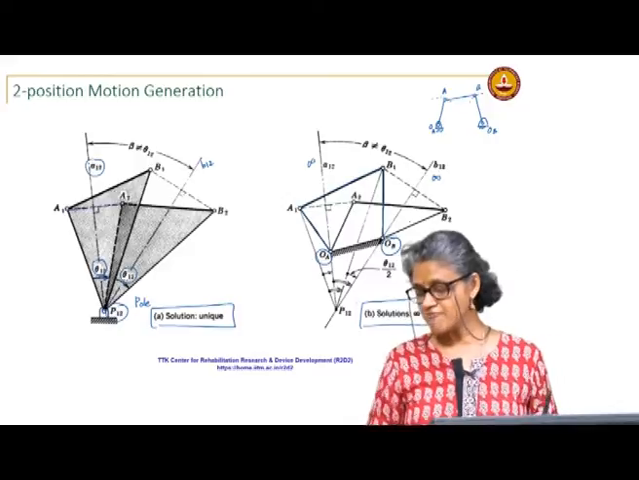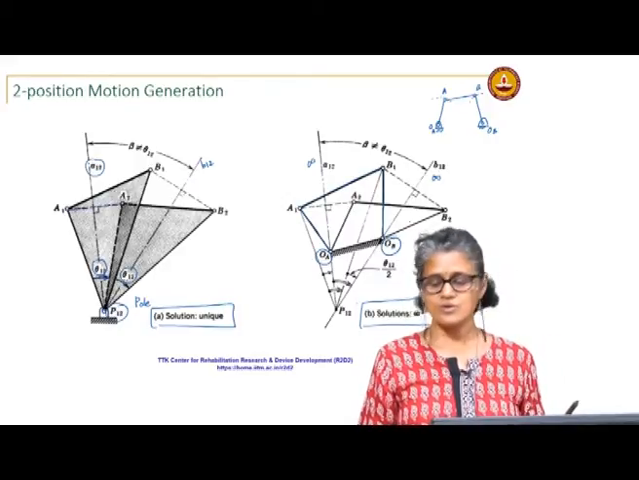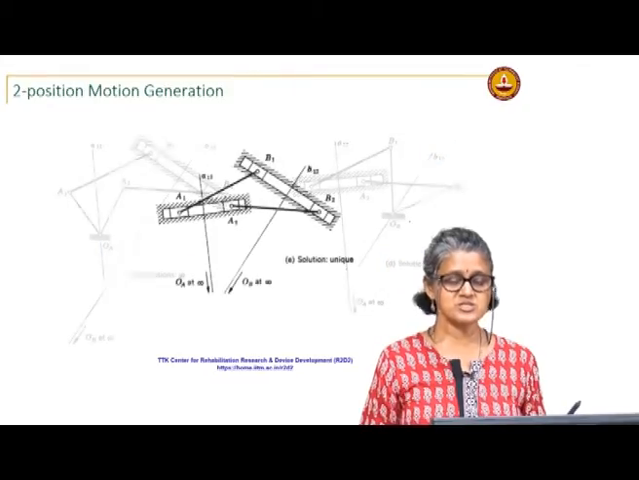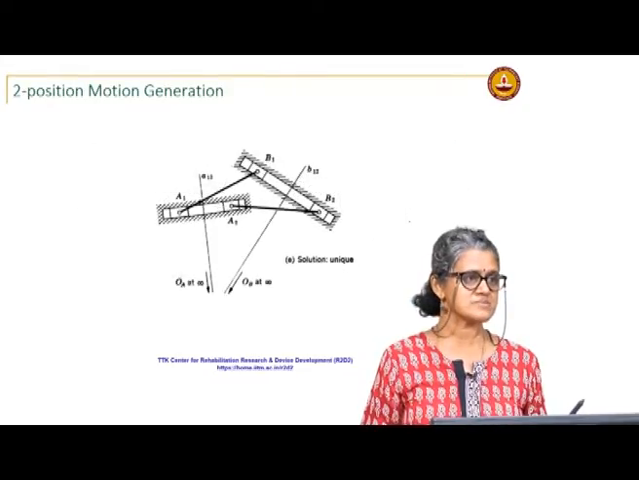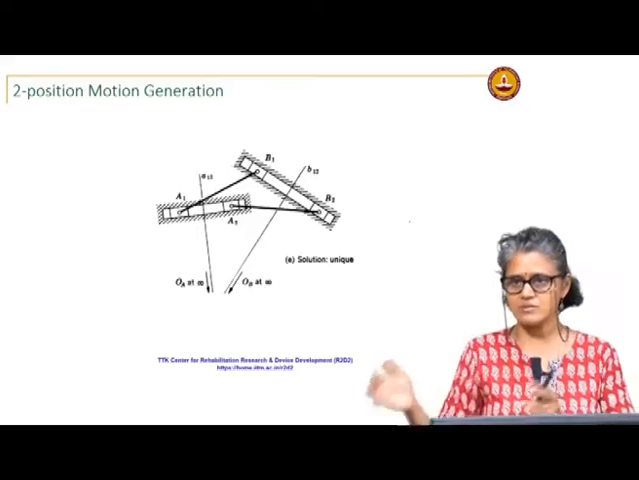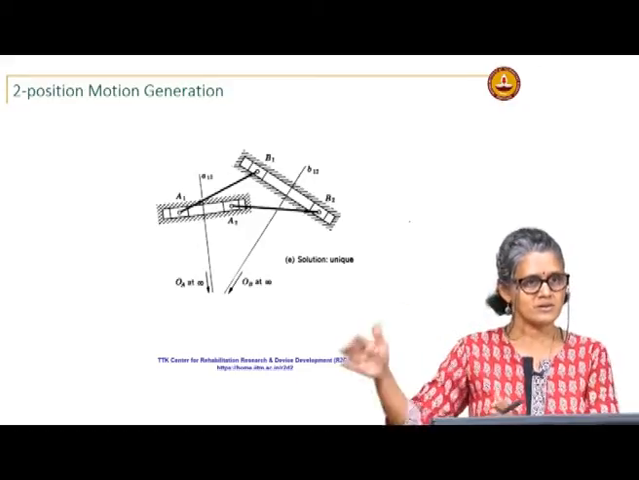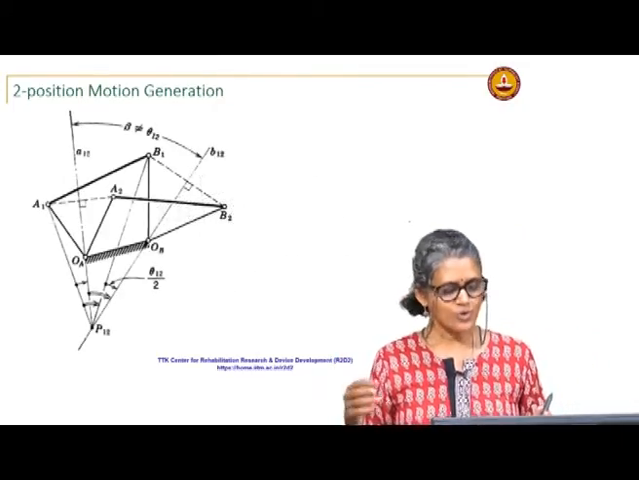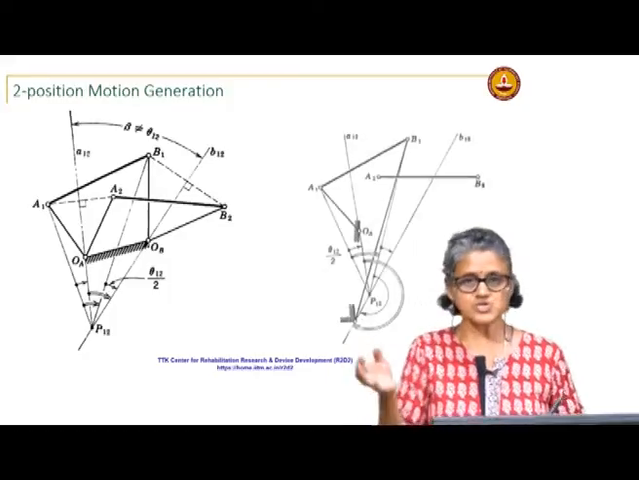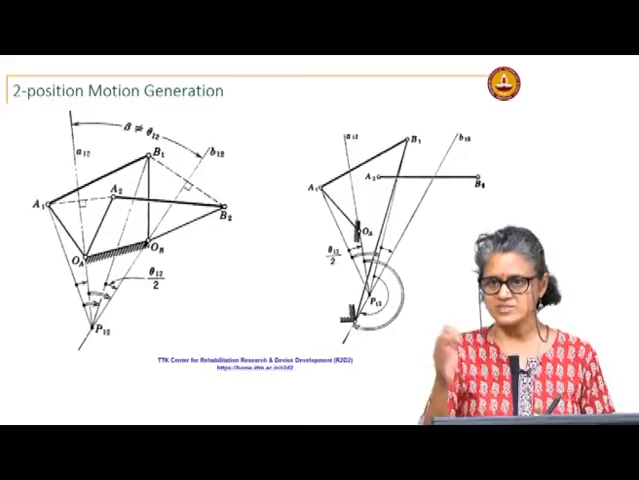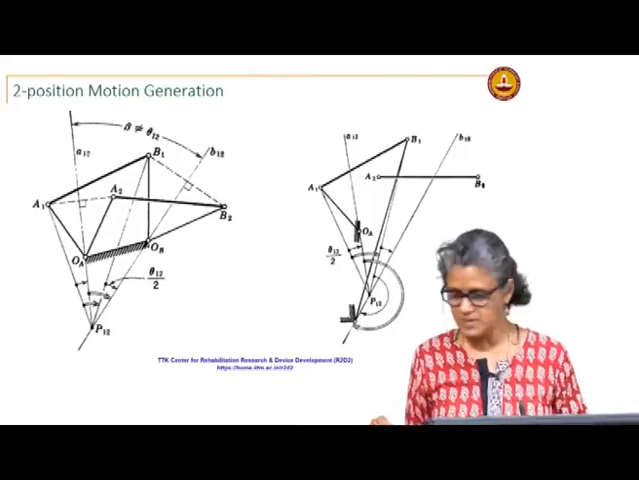In many real life applications, you want your design positions to be limit positions. You want to pick something up, place it there, orient it, do something. Yeah. So, you do not want the linkage to then move beyond that, interfere with something else or do other things. You want these two typically to be limit positions.